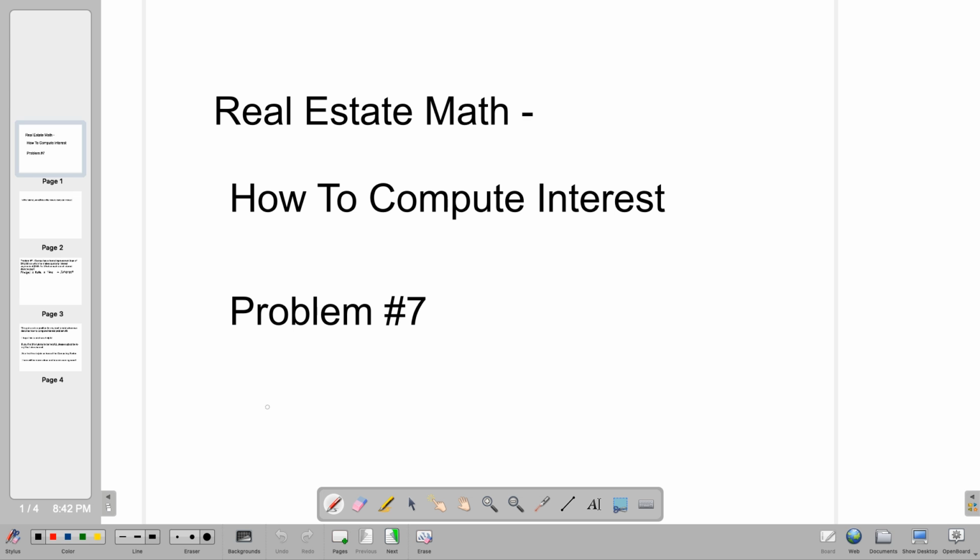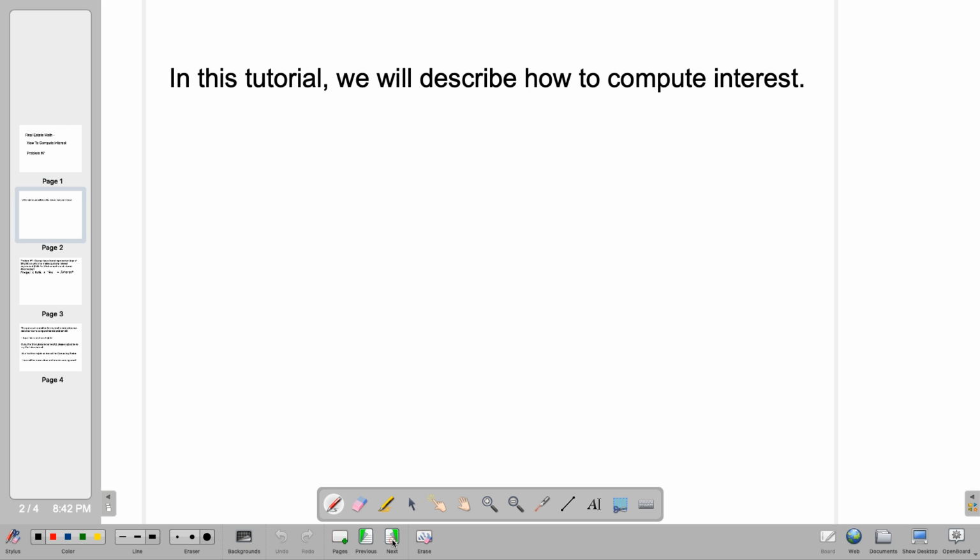Real estate math, how to compute interest, problem number 7. In this tutorial, we will describe how to compute interest.